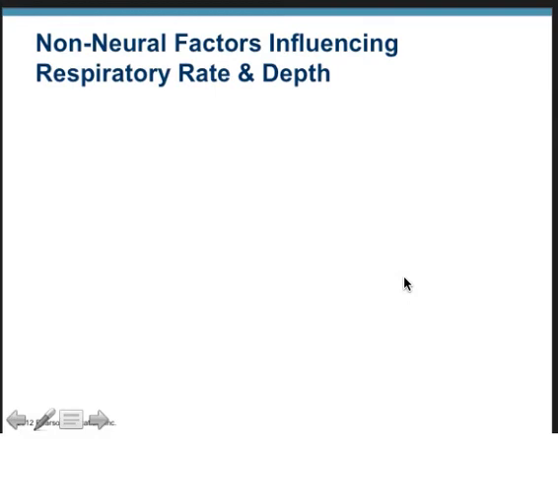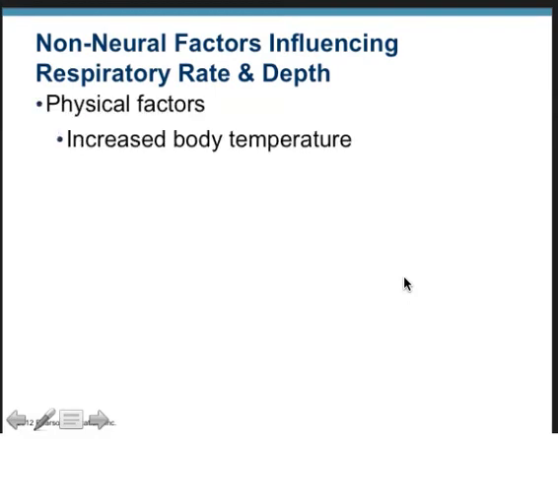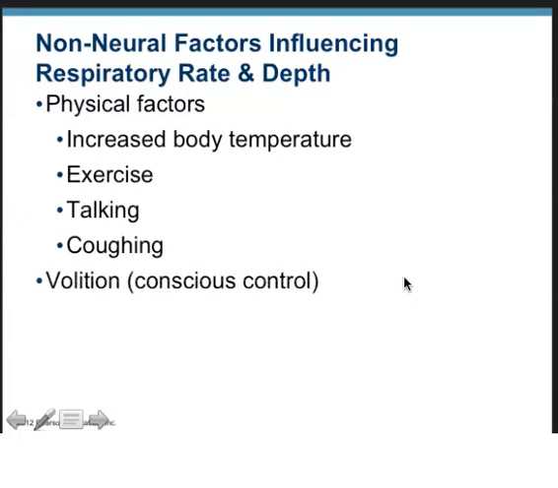So there are also non-neural factors that influence the rate and the depth of breathing, and these include increased body temperature, exercise and talking, coughing, and there's also conscious control over respiratory rate. This is called acts of volition, which include emotional factors and also just simple conscious modulation of breathing.